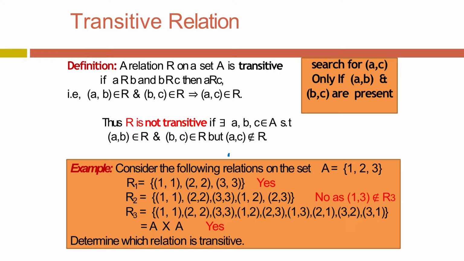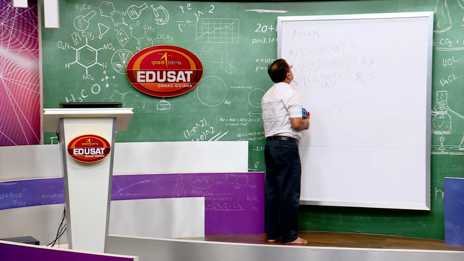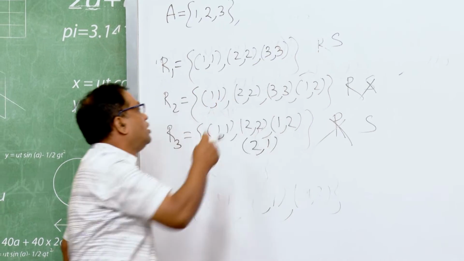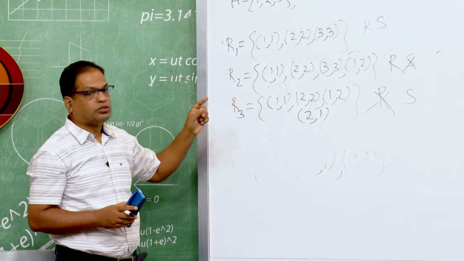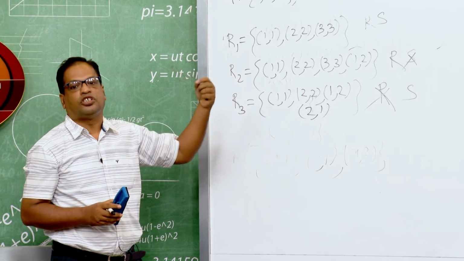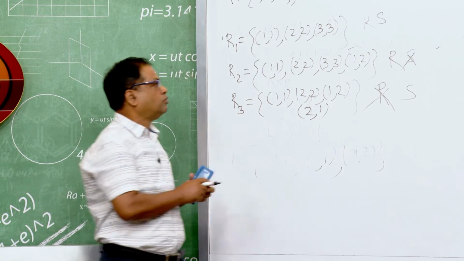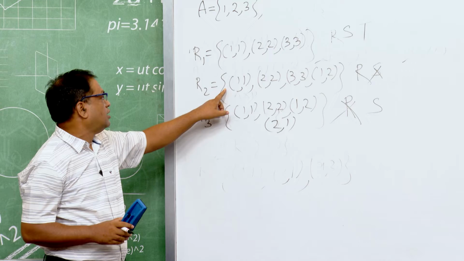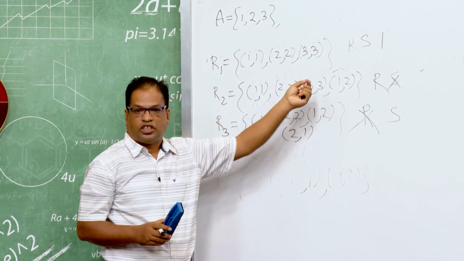Now, let us discuss some examples. Same set A = {1, 2, 3}, R1 = {(1,1), (2,2), (3,3)}. Now, this is already reflexive and symmetric, and this is automatically transitive because (1,2), (2,3) are not present, so we will not search for (1,3). Similarly, (2,3), (3,1) are not present, we will not search for (2,1). So, this is automatically transitive. And this is also transitive because (1,2) is present, there is no (2,3), so we will not search for (1,3).